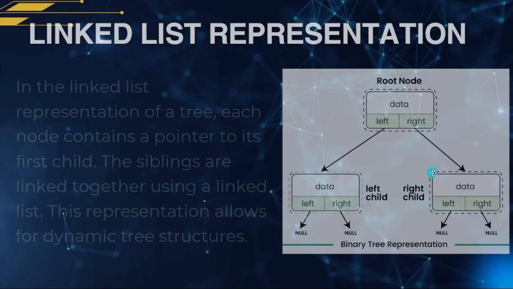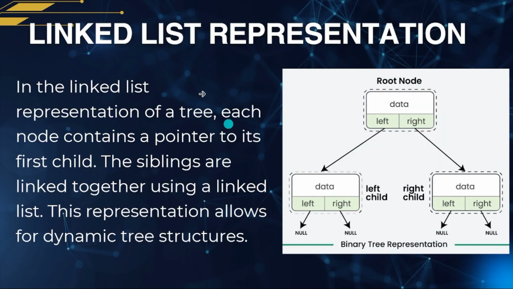Then, next, we have the linked list representation. In the linked list representation of a tree, each node contains a pointer to its first child. The siblings are linked together using a linked list. This representation allows for dynamic tree structure, like this, connected. Pointer, left child, right child. Then we have left child, right child, left child, right child. Muna siya, linked list.